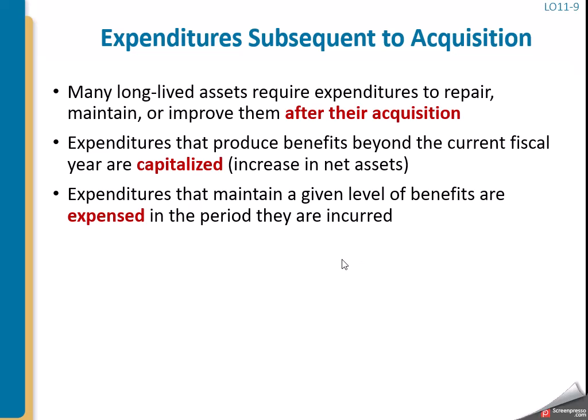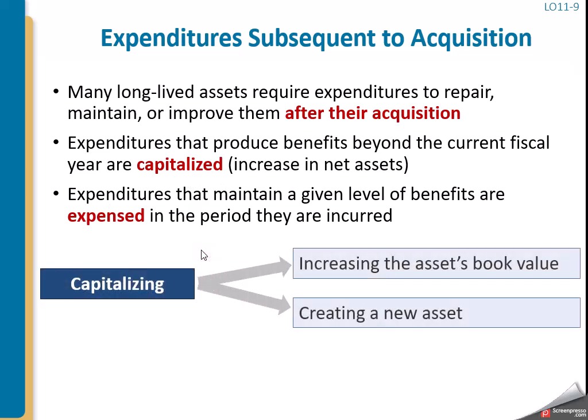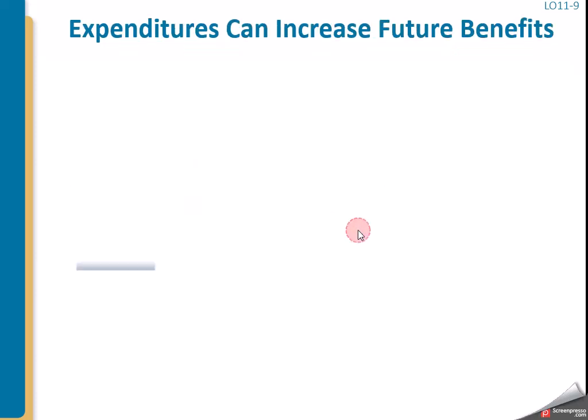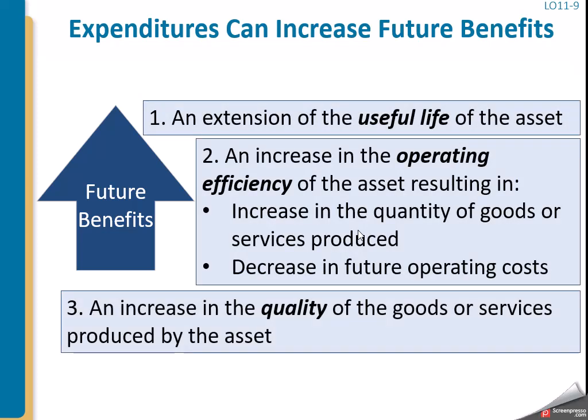Okay, then our next category is after we have these assets on the books, sometimes there are expenditures a couple of years down the road that we have to determine: are we going to capitalize those expenditures or are we going to expense them? If we capitalize them, they're going to either increase the existing asset's book value or we're going to create a new asset, and then we have to depreciate that out. If we expense them, then we just charge them out into expense in that current year.